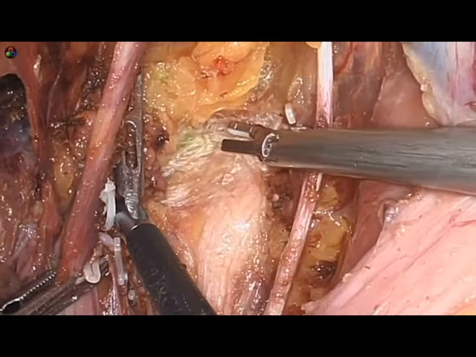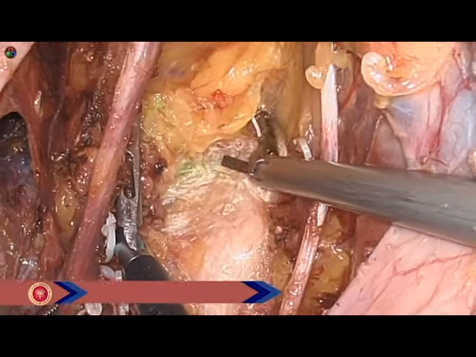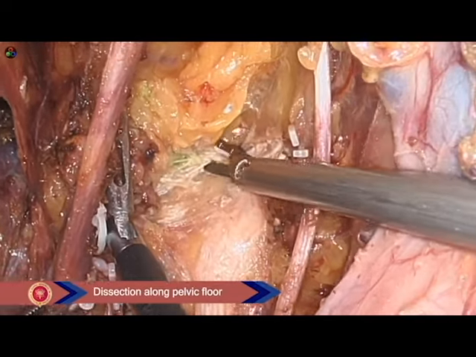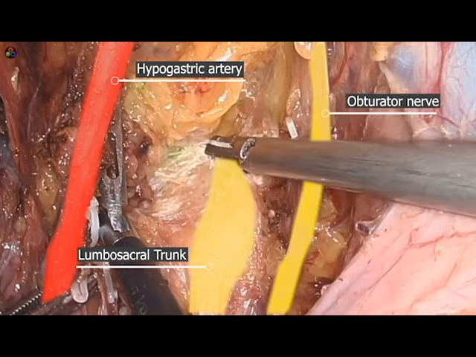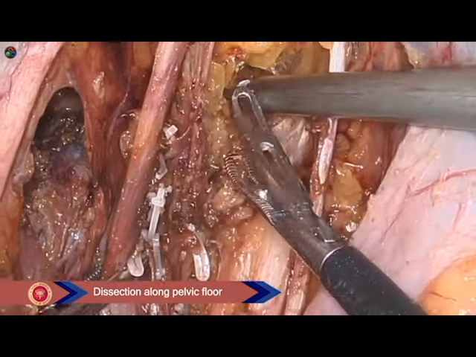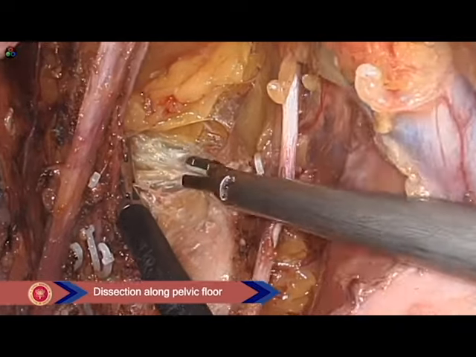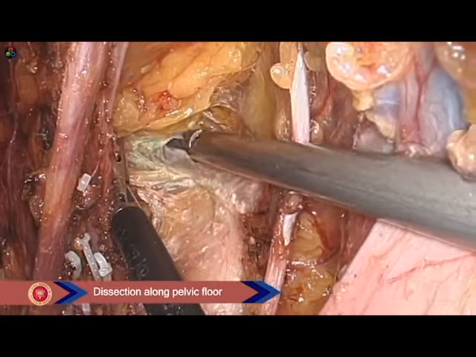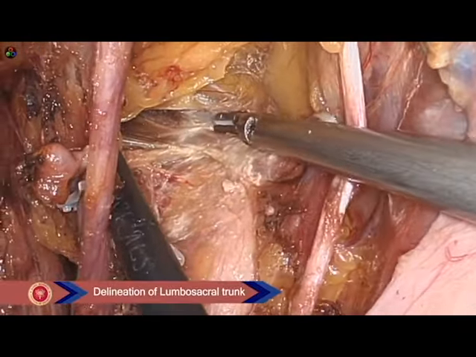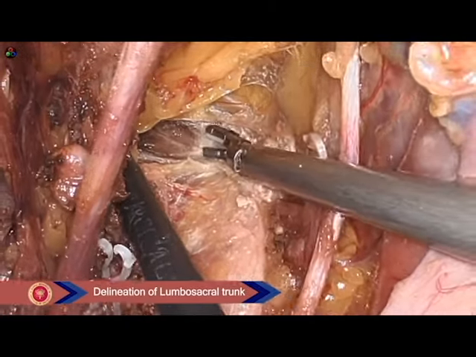At this juncture, we can visualize the lumbosacral trunk and the internal pudendal artery entering the greater sciatic notch. Unlike for other pelvic malignancies, lymphnodal clearance for rectal cancer goes below and beyond the nerve deep in the pelvis for adequate lymphnodal clearance.